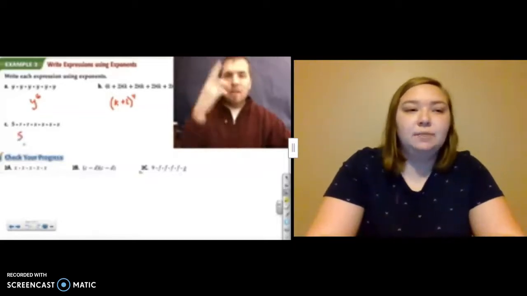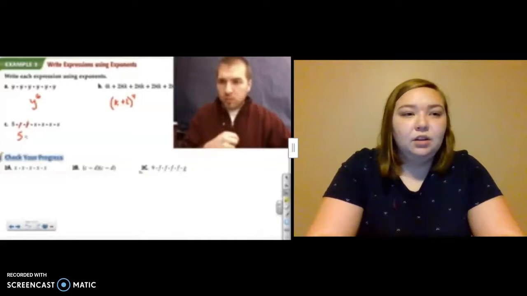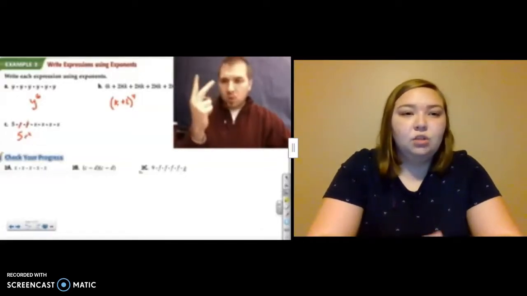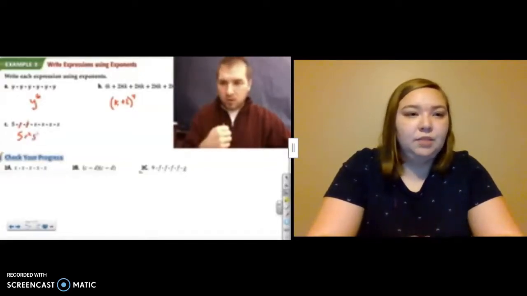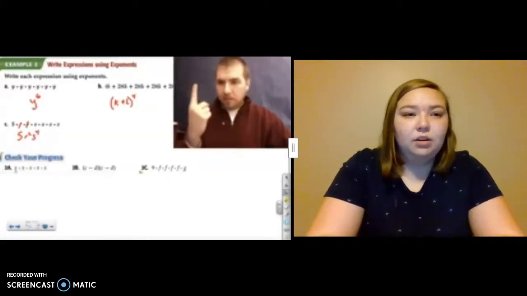Now this one is a little bit tricky. It has multiple bases, but let's see. We have 5 to the 1st power. We don't have to write that. We have r. There are 2 r's, so that's r to the 2nd power. And lastly, the last base number is s to the 4th power. Okay?